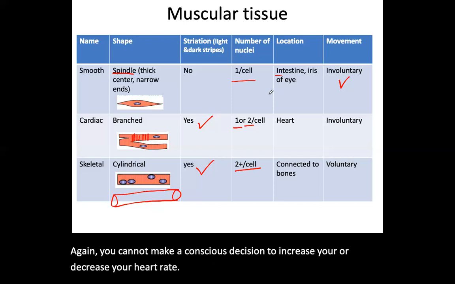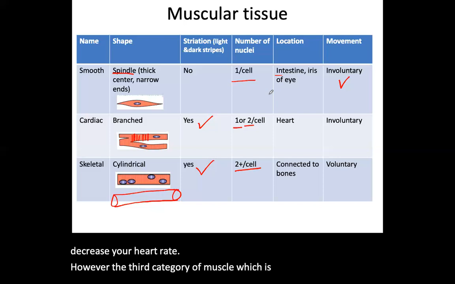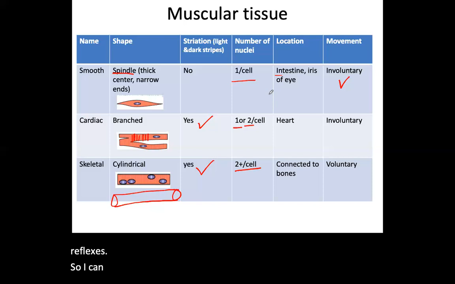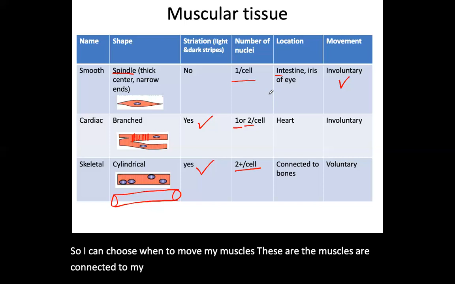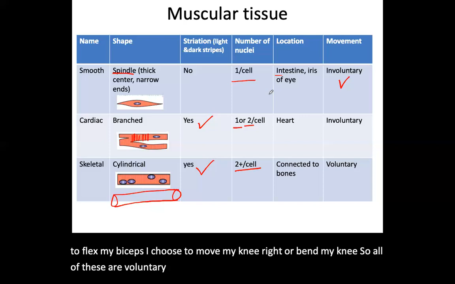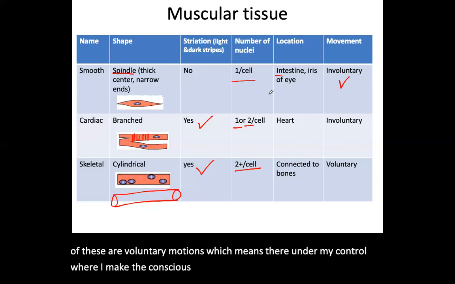However, the third category of muscle, skeletal muscle, has voluntary control, with the exception of reflexes. So I can choose when to move my muscles. These are the muscles that are connected to my bones. For instance, I choose to bend my elbow. I choose to flex my biceps. I choose to move or bend my knee, right? All of these are voluntary motions, which means they are under my control, where I make the conscious decision to move them.